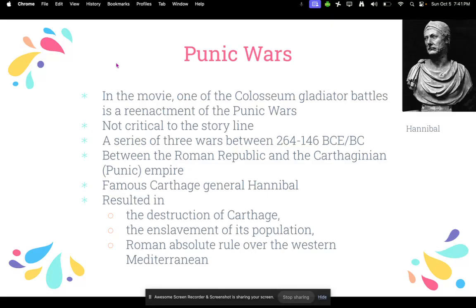Then the Punic Wars. So in the movie, one of the Colosseum gladiator battles is a reenactment of the Punic Wars. It's not really critical to the storyline itself, but if you are like a history nerd and you just want to know what the Punic Wars were, here's kind of the short and sweet of it. So it was a series of 3 wars between 264 to 146 BCE. It was between the Roman Republic and the Carthaginians, or the Punic Empire. And it was a very famous Carthage general named Hannibal. And this war resulted in the destruction of Carthage, which was the main capital, the enslavement of its population, and Roman absolute rule over the Western Mediterranean.